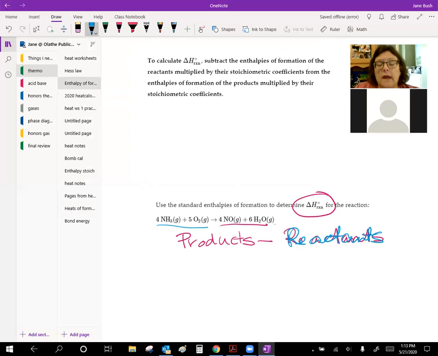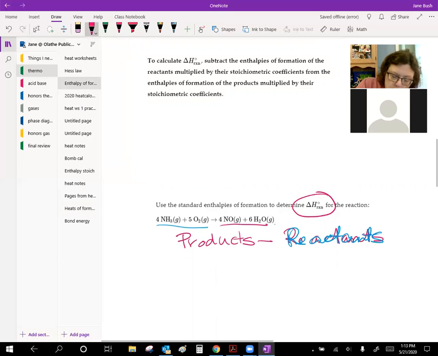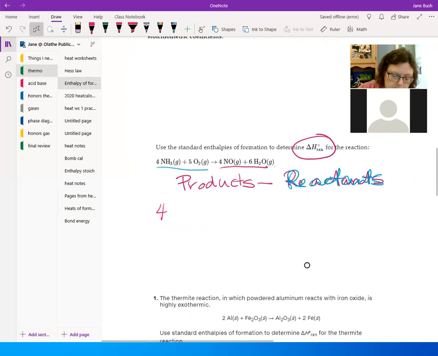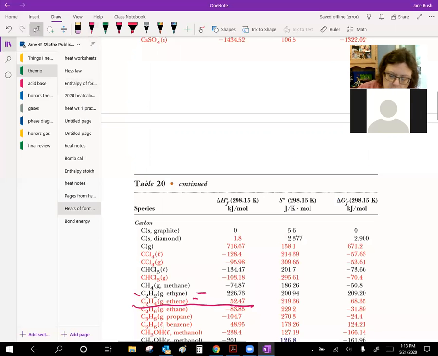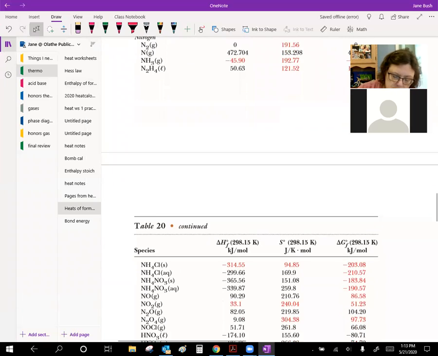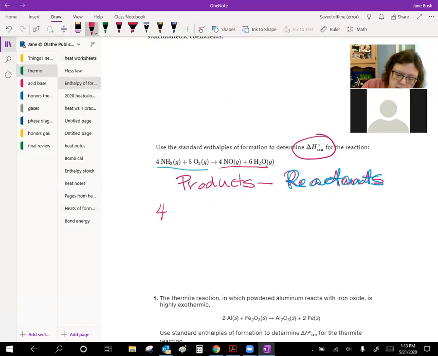And so then we have to look these up on a table. Okay, so starting with our products, 4 NO, and let's see, do I have them given in here or do I need to look them up? I'm going to have to look them up. And that was right here. NO, we look down to nitrogen. And again, you aren't going to have to look it up on a table. 90.29. Where am I? Enthalpy of formation. And it's positive, so you just write it in there as positive.